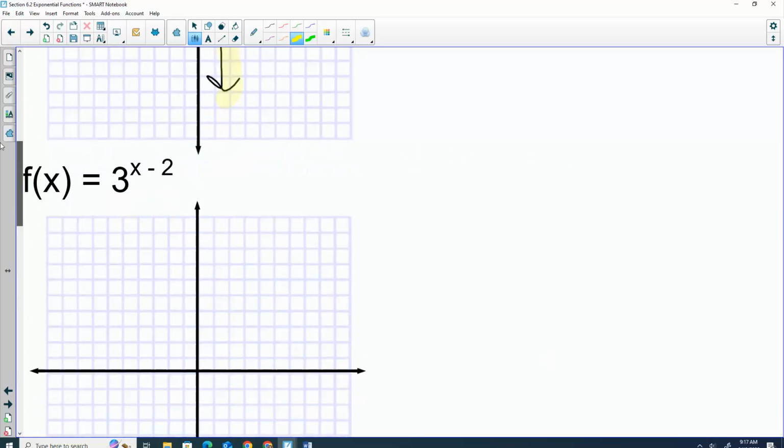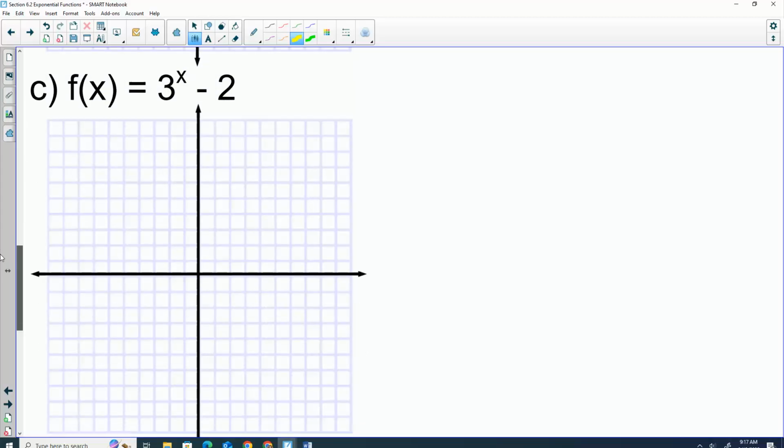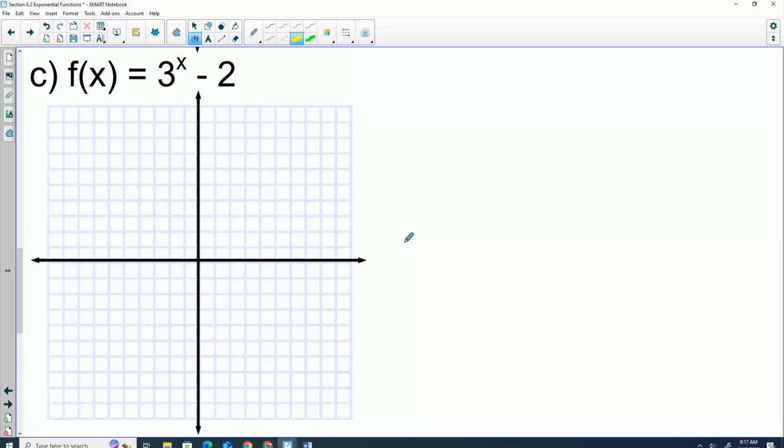What if I did, I don't want to do that. I'm going to do this one. 3 to the x with a -2. So my parent function is the same one, right? 3 to the x. So we had -1, 1/3, 0, 1, and 1, 3. What will the -2 do to our graph?